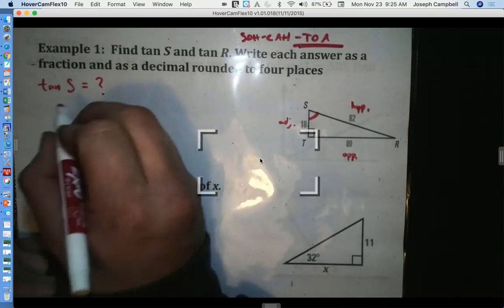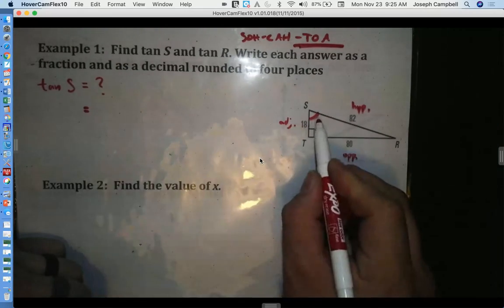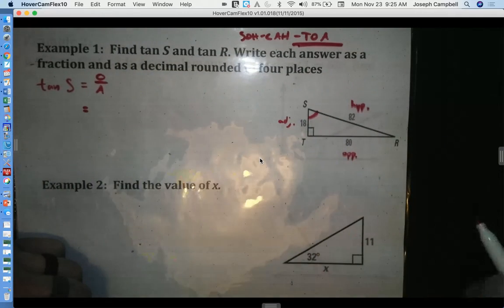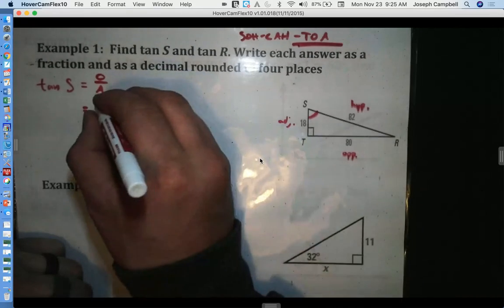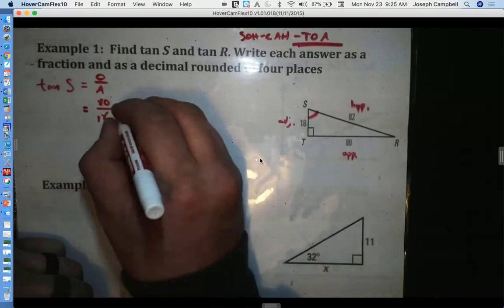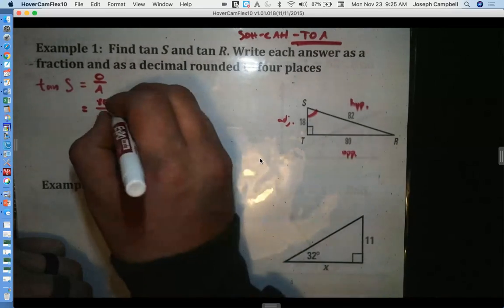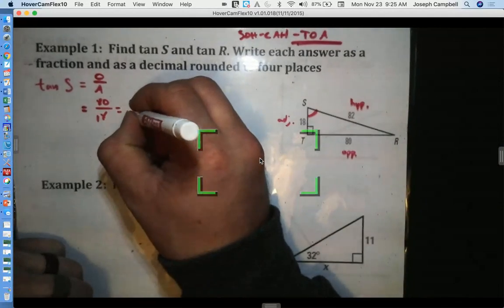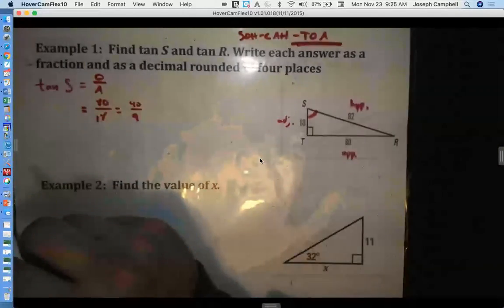So tangent of S is the ratio of, remember, it's opposite over adjacent, right? What's opposite? Oh, it's 80. What's adjacent? Oh, it's 18. So that's my answer. All I have to do now is make it a little bit prettier. That's 40 over 9. And I think that's as pretty as it gets.